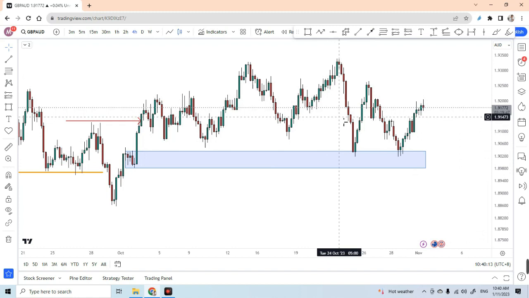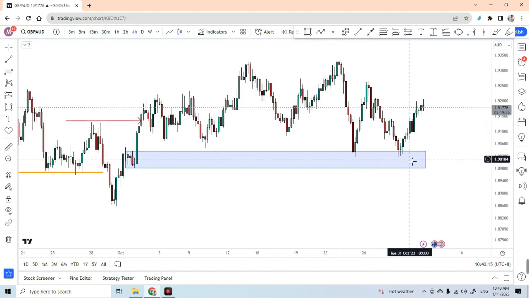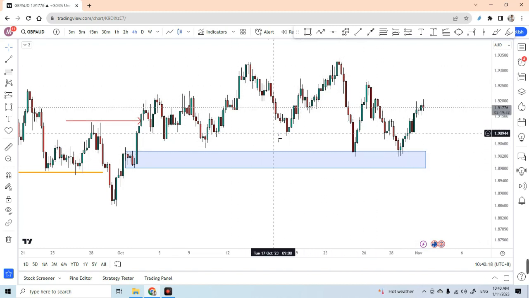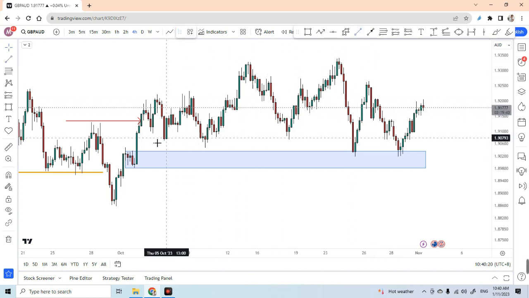Now the problem is, how do you know that there is a chance that the price will come into this area? Very simple. Look at the liquidity. What kind of liquidity did it build?